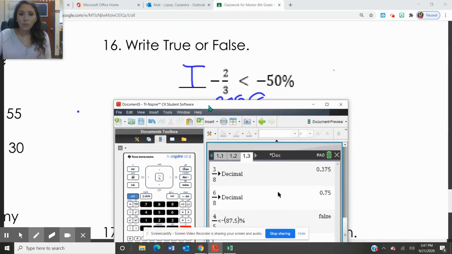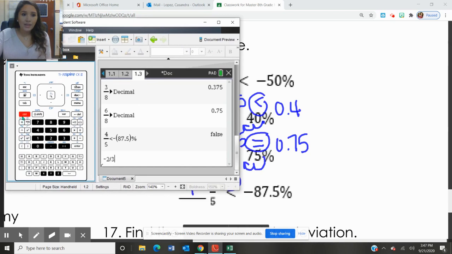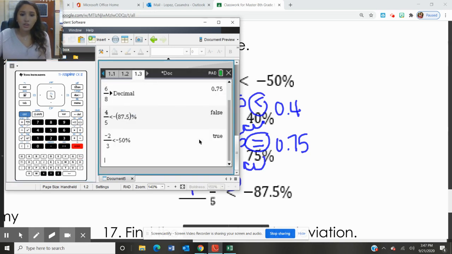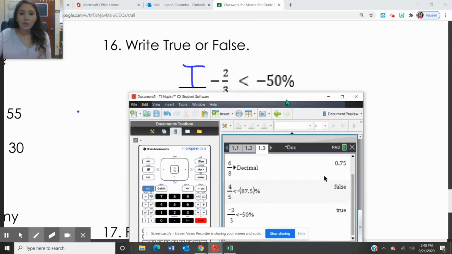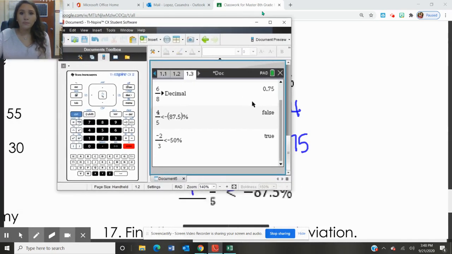So I'm just going to do one more with you. So let's test out negative 2/3. And this right here has the symbol less than, so I'm going to bring out the less than symbol. Negative 50%. I'm going to press enter, and this returns true. This would have also been a much better way of seeing if it was true or false than converting them. But there's also this way.